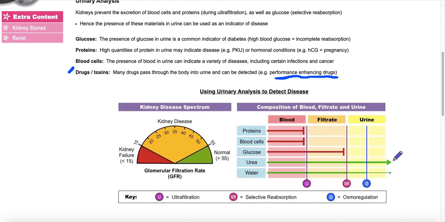So here's the kidney disease spectrum, or the glomerular filtration rate, or the GFR. Notice that less than 15 means kidney failure. Anywhere from 15 to 55 means there's kidney disease. Normal means higher than 55. So you want your glomerulus within your Bowman's capsule to be filtering your blood appropriately. You want a higher GFR rate.